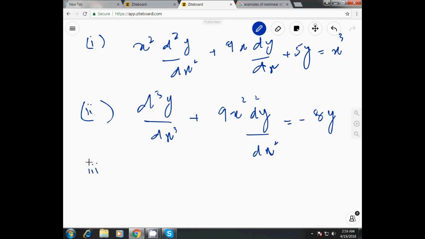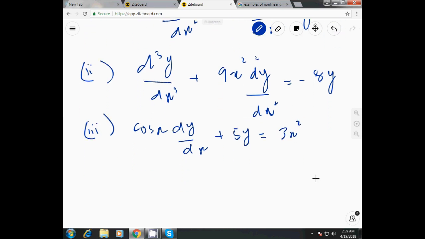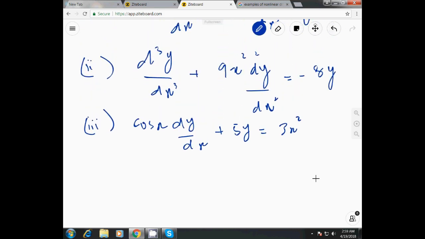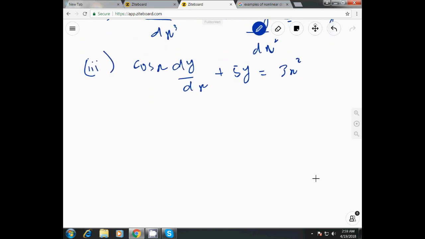Number 3, cos x dy by dx plus 5y is equal to 3x square. This is also a linear differential equation and its order is 1. So this equation is a first order linear differential equation.